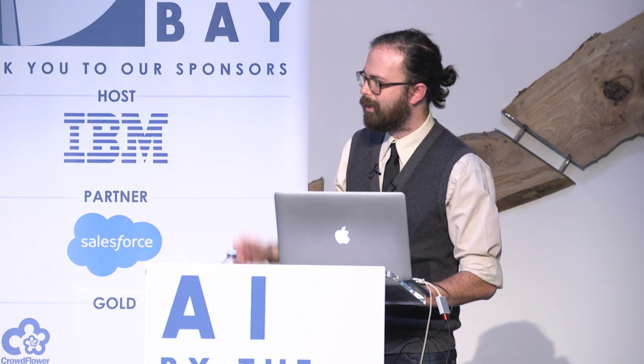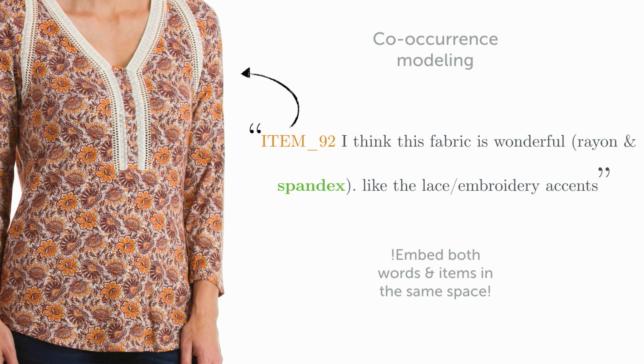Right? And so this is a client comment about a particular item, and I've artificially injected this token, item 92, in front of it. And that item looks a little bit like this. And so the client's written, I think this fabric is wonderful. It's got rayon spandex. I really like the lace and embroidery accents. And all of deep learning is running this sort of text co-occurrence model behind the scenes anyway. So this is just going to be a really simple bag of words baseline on top of it. But the important part is it's going to give you vectors that aren't immediately interpreted, and we're going to try and interpret them after the fact today.